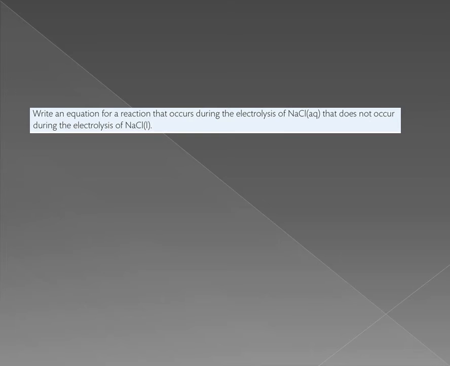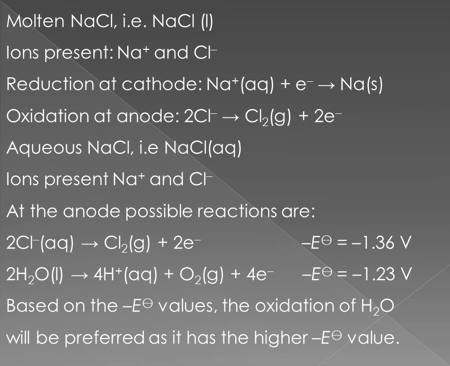Write an equation for a reaction that occurs during the electrolysis of aqueous sodium chloride that doesn't occur during the electrolysis of molten sodium chloride. Molten sodium chloride, which is liquid sodium chloride, has ions present: sodium cation and chloride anion. Reduction at cathode: sodium ion plus electron gives sodium metal, and oxidation at anode: chloride ions give chlorine plus 2 electrons.